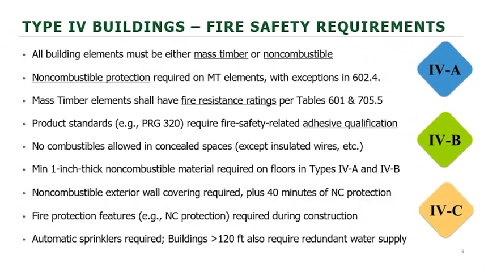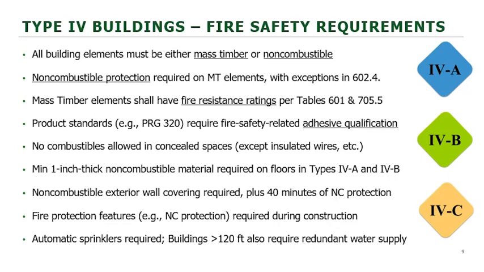So, as I mentioned, these three new mass timber construction types are Types 4A, 4B, and 4C construction. In these new mass timber construction types, all of the building elements must be either mass timber or non-combustible materials. Several of the key fire performance features that have been built into these new provisions for Types 4A through 4C construction are listed here on this slide.